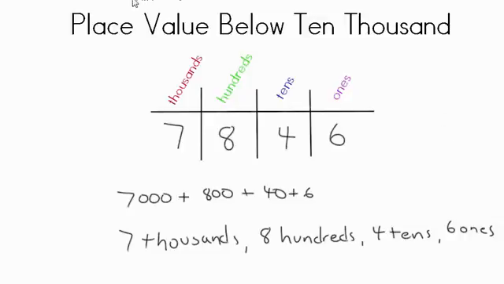To review, we've been practicing place value below 10,000. So we've been reviewing the thousands, the hundreds, the tens, and the ones. If we have the number here, 7,846, it means there are 7 thousands, plus we're adding 8 hundreds, plus 4 tens, or 40, plus 6 ones. It can also be represented as 7 thousands, 8 hundreds, 4 tens, 6 ones.